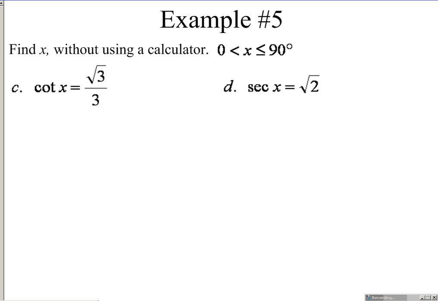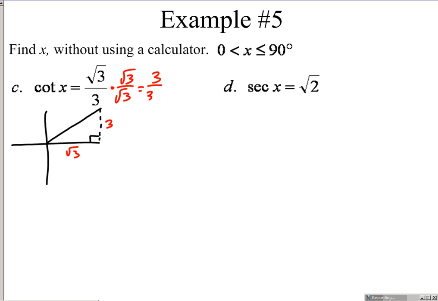Letter C, cotangent, root 3 over 3. Cotangent is the reciprocal of tangent. So this would be adjacent over opposite, not something you recognize, derationalize. We get 1 over root 3. And now when I go adjacent over opposite, you should recognize that. And you should recognize that this angle x, since root 3 is across from it, has to be 60 degrees.